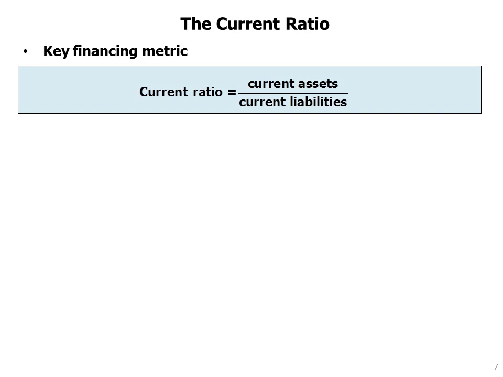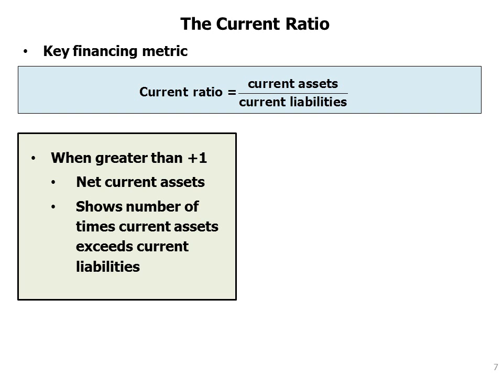The current ratio is a key financing metric which shows the ratio of current assets to current liabilities. So current ratio equals current assets divided by current liabilities. When the current ratio is greater than 1, it means that a firm's current assets are greater than its current liabilities, so it has net current assets. In this case, it shows the number of times that current assets exceeds current liabilities, and that excess will need to be funded from non-current liabilities and equity.